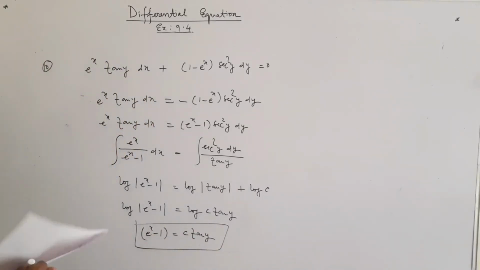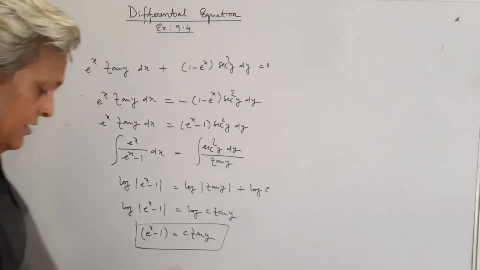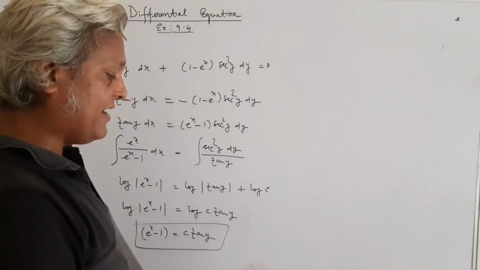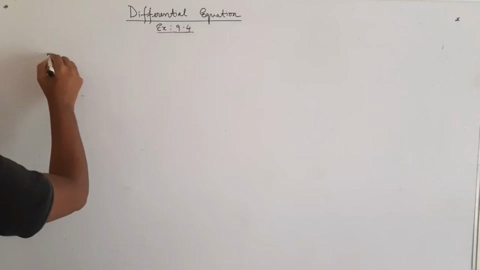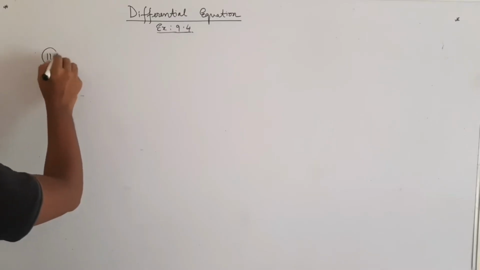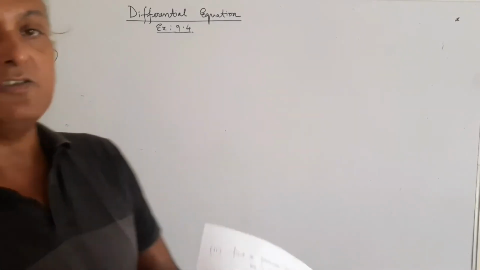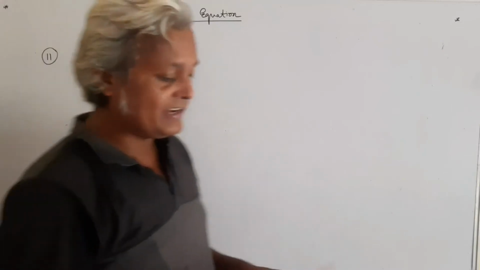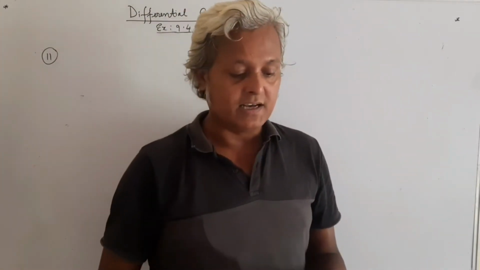Now I go for question number 11. So this is question number 10. Question number 11 says find the particular solution. This is question number 11 of the set, where 4, 5 questions are there. It says find a particular solution satisfying the given conditions. And what are the conditions?